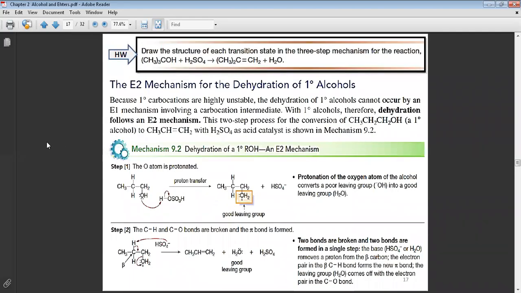Now, he said here in this homework: draw the structure of each transition state. He said transition state and the three-step mechanism.